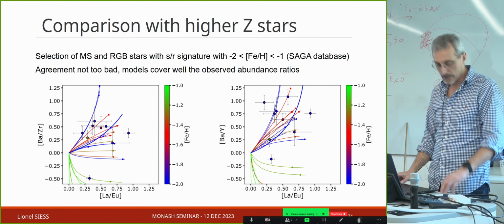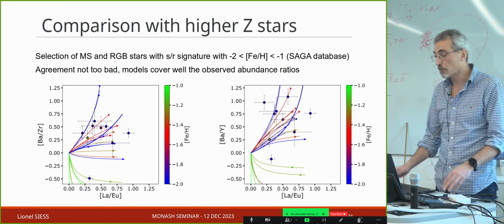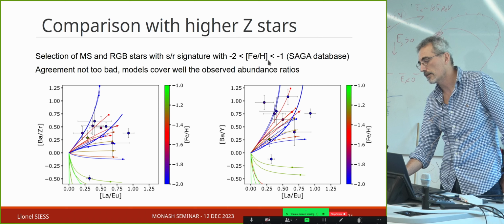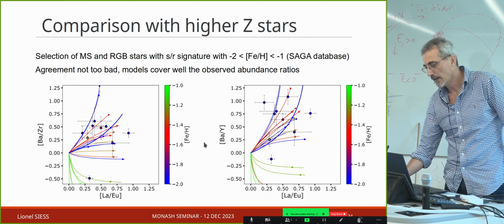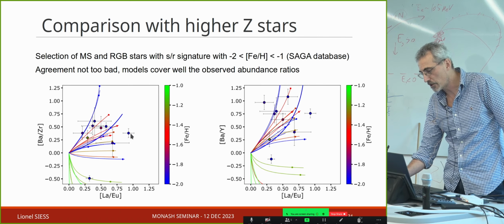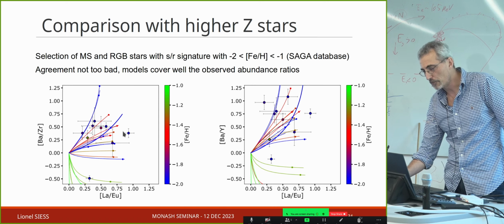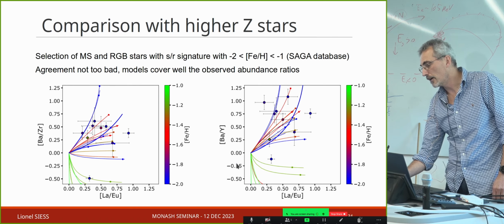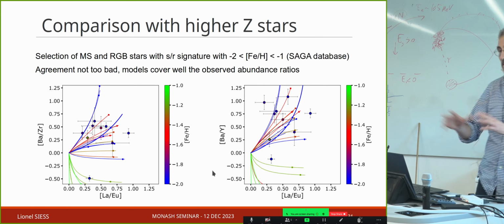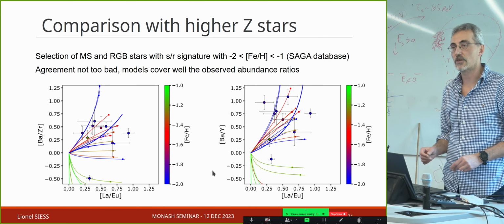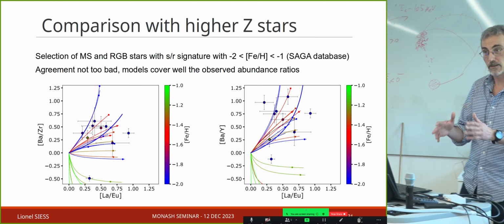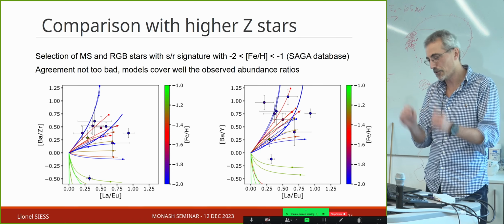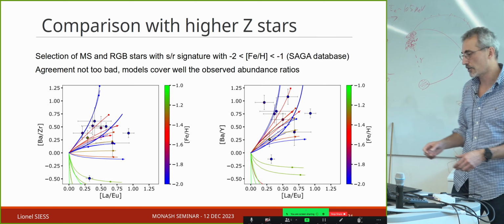We also compared our results with more metal-rich stars. So we looked into a database and searched for stars with metallicity between -1 and -2. And those are the model predictions, and those are the observations. So the blue points should be compared with the blue lines, the red points with the red lines. So basically, except maybe for a few stars like this one, we can reproduce the scatter of abundances in those, even in the more metal-rich stars. Okay, so indicating that, from an observational point of view, the i-process is consistent with the observation of more metal-rich stars.